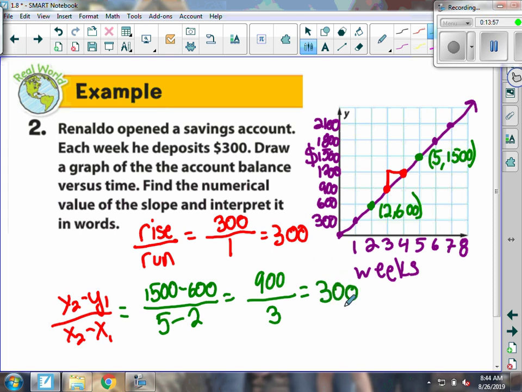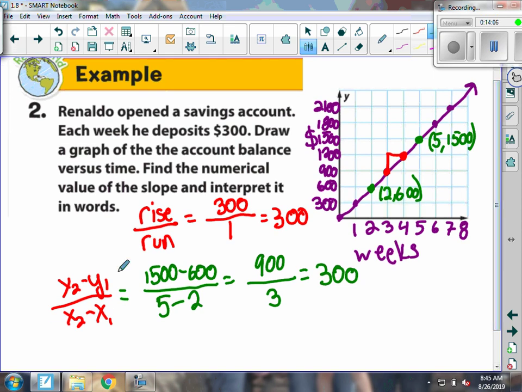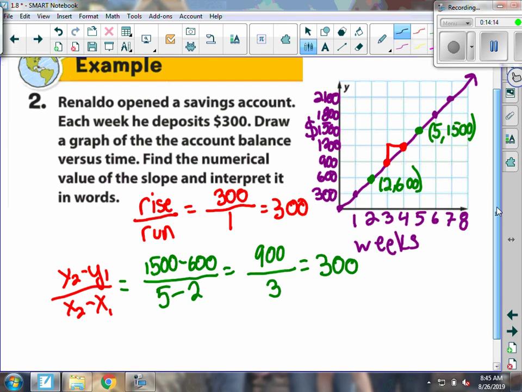Okay, so you get the same answer. And you can pick any 2 points for your rise and run, and any 2 points if you choose to do your change in y over your change in x. Okay. You will use this a lot when you get to Algebra 1, so that's why I want you to be familiar with that. Okay, so now we need to interpret it.